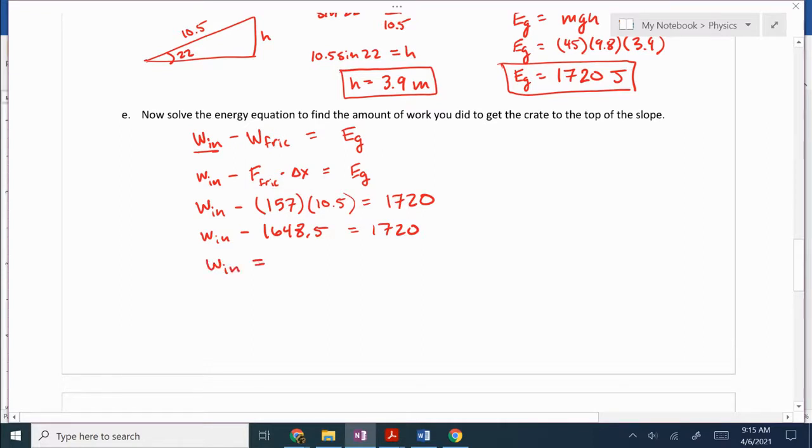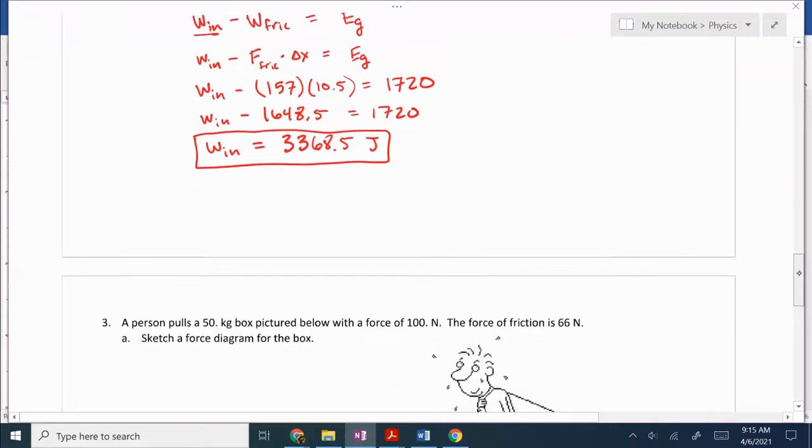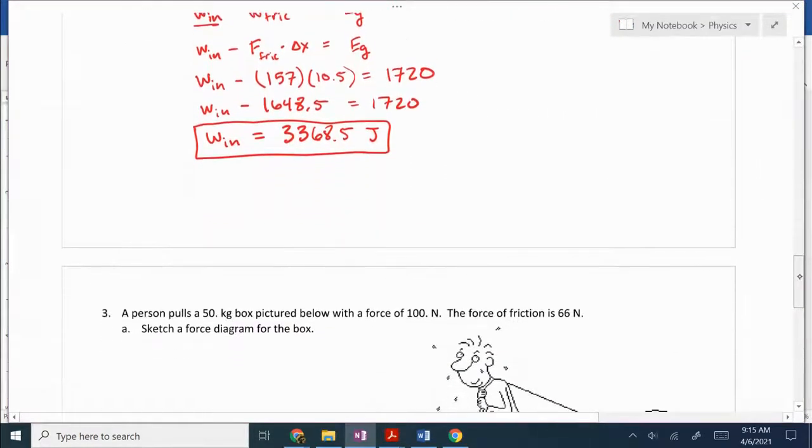Add the 1647 to the other side, so you're going to get, we put in about 3,368.5 joules of energy. So, right, about half of it was lost to friction, the other half became gravitational energy. All right, so that's number 2 done.